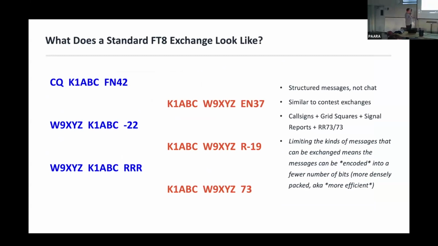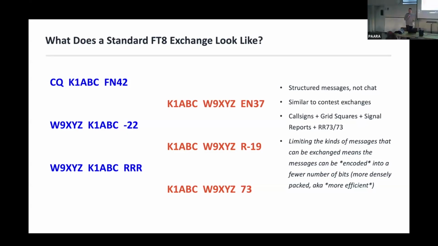The next slide is going to show what a standard exchange looks like. It's kind of like contesting. You call CQ, you have your call sign, you give a grid square, somebody responds back with maybe their grid square. You could send a signal report, and you get a signal report back, and you received it, and you give them a 73, and that's what it's structured for. There is free text, and there are some ways to do contest exchanges and things like that, but it's very structured.